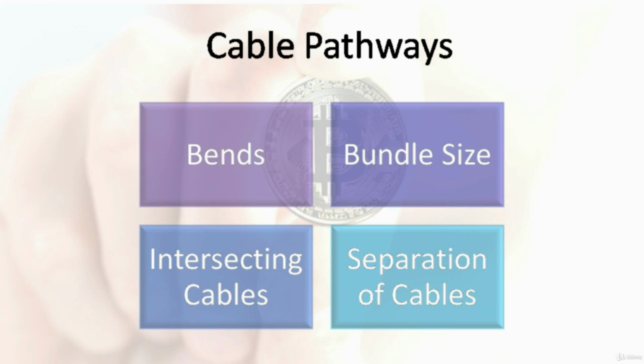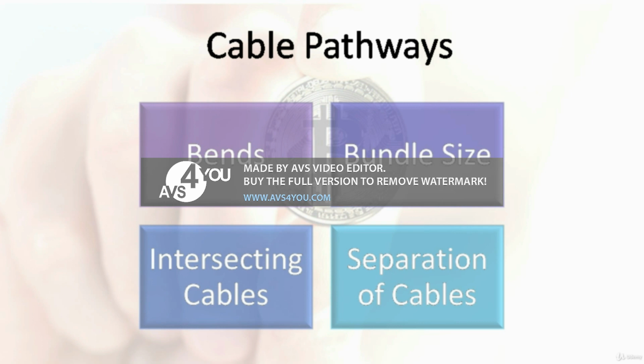As a general rule, there needs to be a defined protected route that will protect cables from the external environment. You should not have cable installers randomly route the cables by only giving them the need of installing cables from point A to point B. Now, some of the considerations that we need to look at include the following as shown in front of you, and we have 4, which are bends, bundle size, intersecting cables, and the separation of cables.